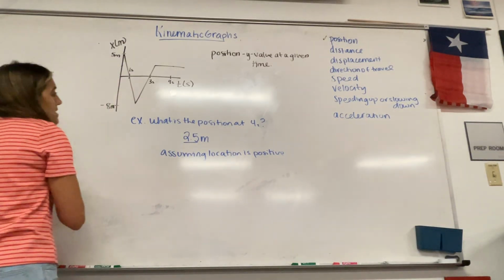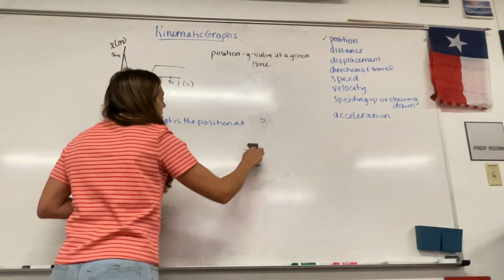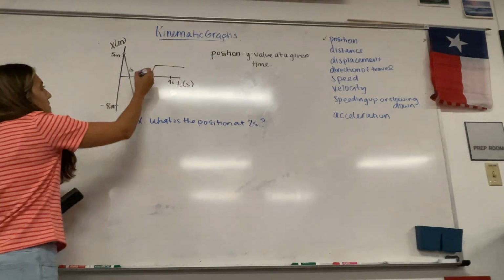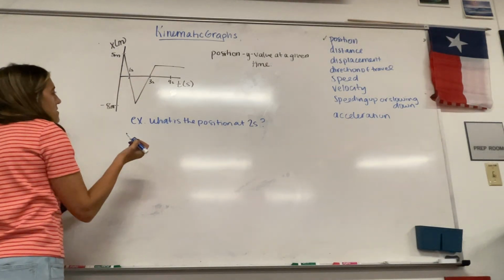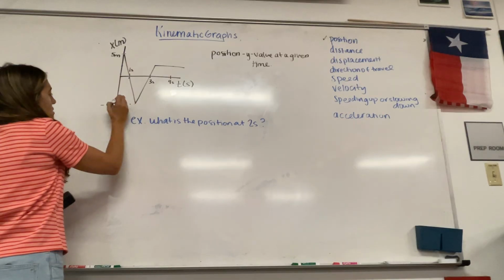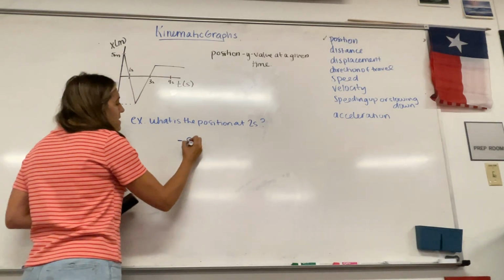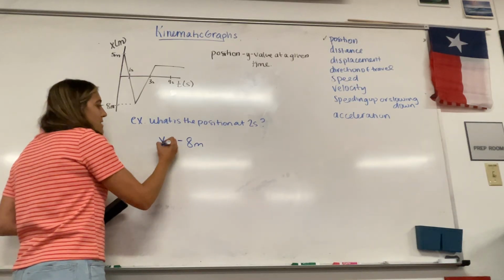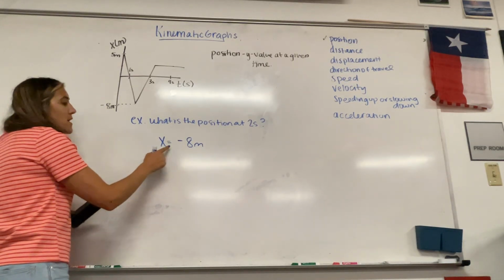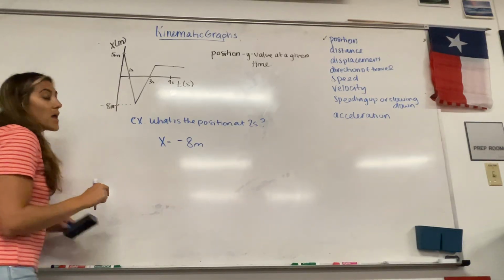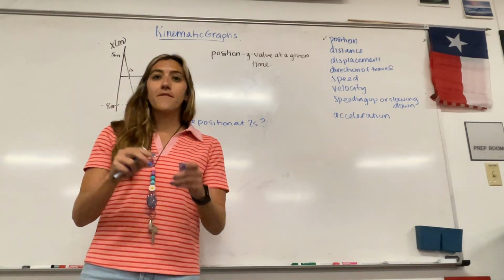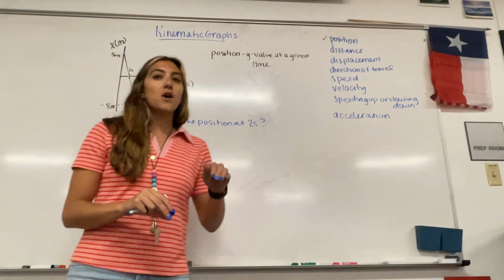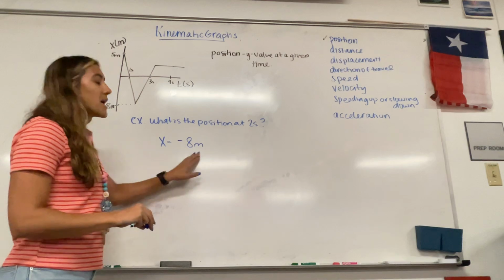Another example, what is the position at 2 seconds? So I'm going to assume 2 seconds is right about here. My y value at that location is -8 meters. So my position would be -8 meters. I could write that as x equals, my current position is equal to -8 meters. I know it's an x, so it must be moving in a horizontal direction. So I can write x equals -8 meters.